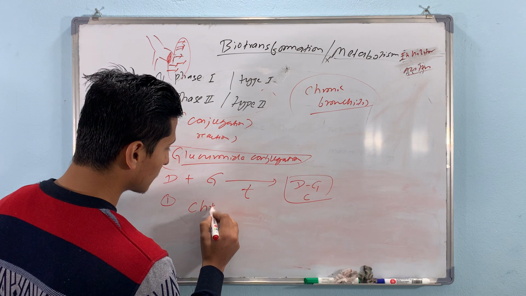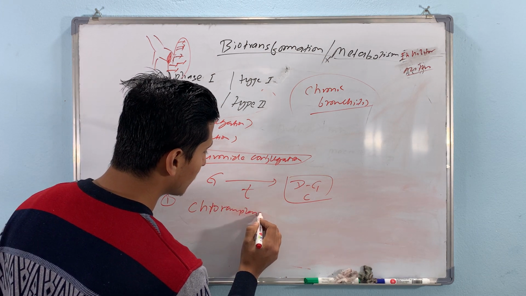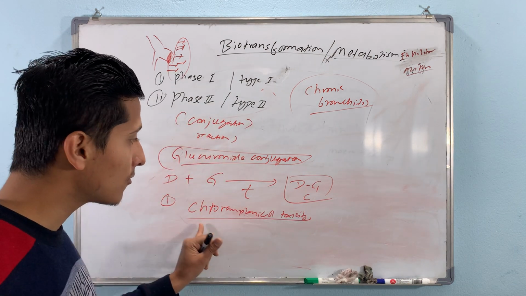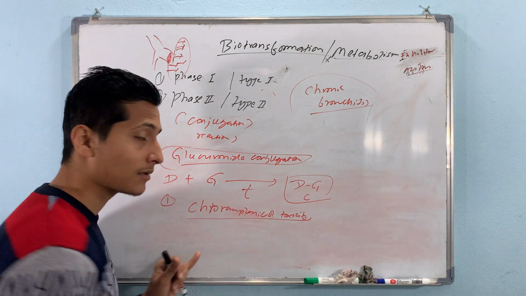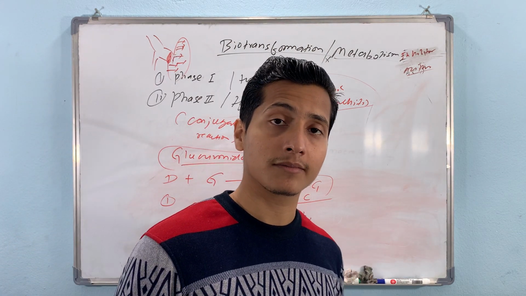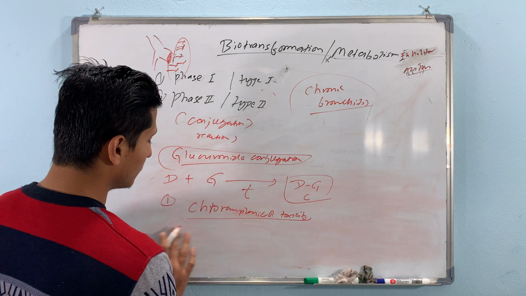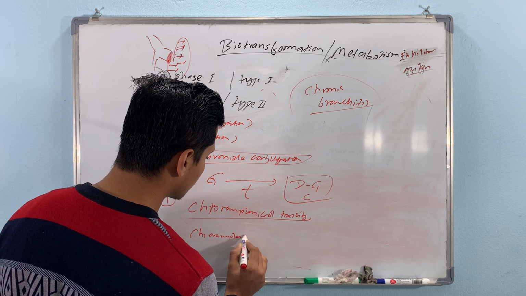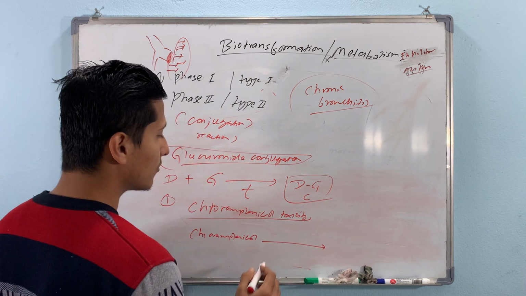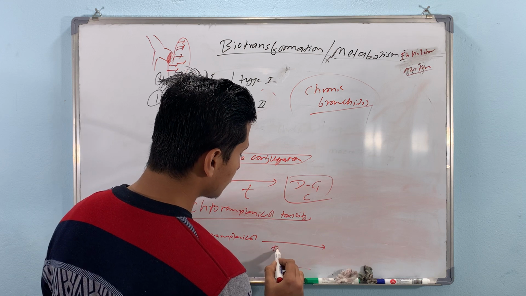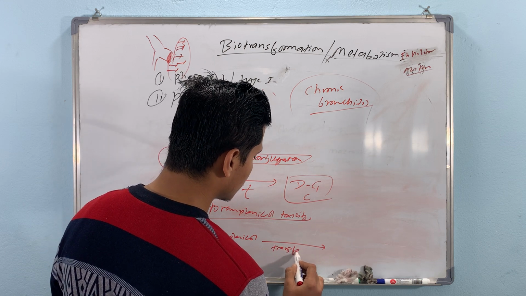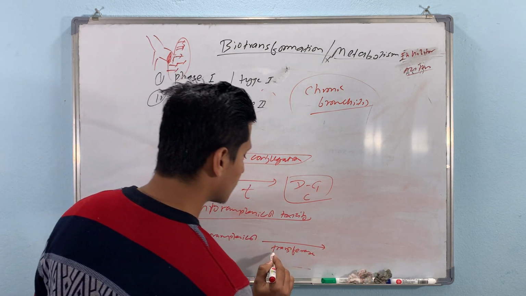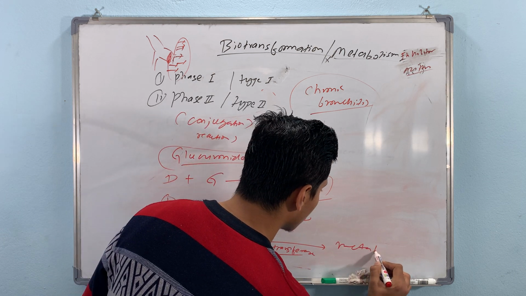Chloramphenicol toxicity. You know that chloramphenicol toxicity is due to overdose of chloramphenicol, right? So chloramphenicol, in babies, is metabolized by an enzyme called transferase, and it gets converted into a metabolite, right?